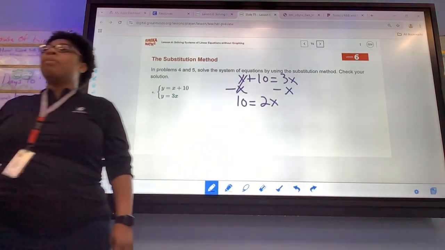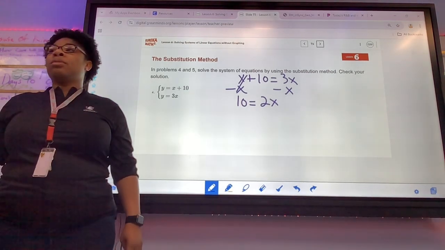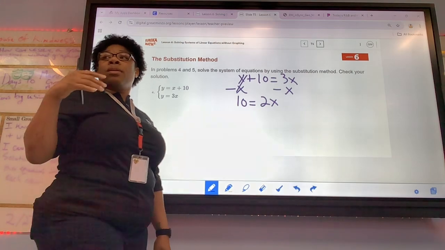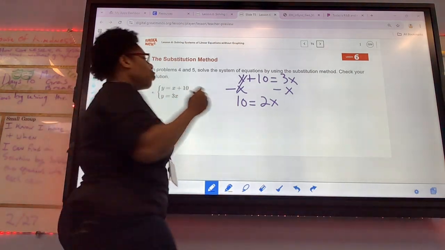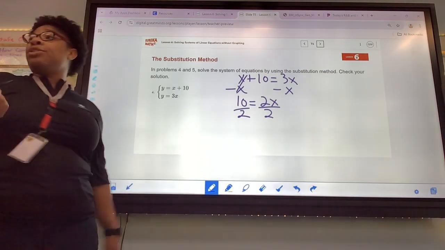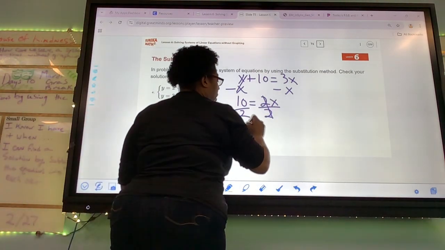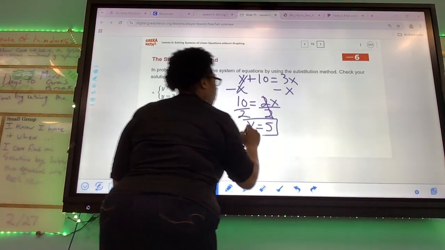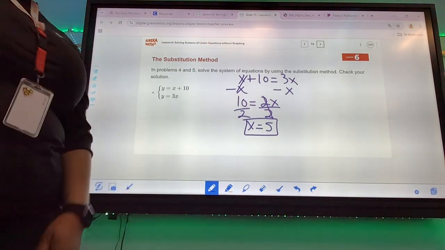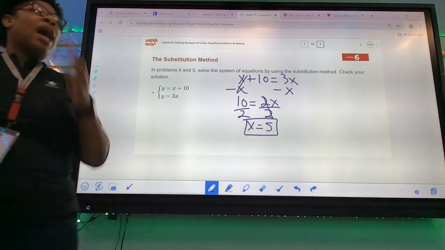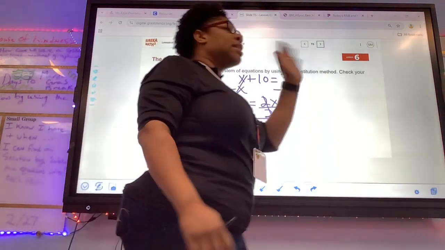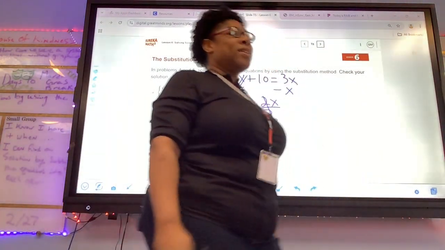My next step would be what, Angel? Divide by 2, because we're trying to get x by itself. So I'm going to divide by 2. And x is equal to what now? 5. Perfect. Can you remember it the other way too? Yes, I said 5 equals x. That's fine too. I just like to see my variable first. That's just how I always read it. Nothing is different. 5 equals x is fine.